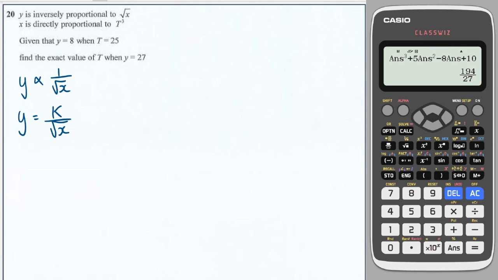Okay, we also know that x is directly proportional to t cubed. So that tells me that x is equal to some constant, let's call it c, multiplied by t cubed. Okay, it says given that y equals 8 and t equals 25. So we're going to need to substitute in for y and x. So y is equal to k over the square root of x, which we've said is ct cubed.